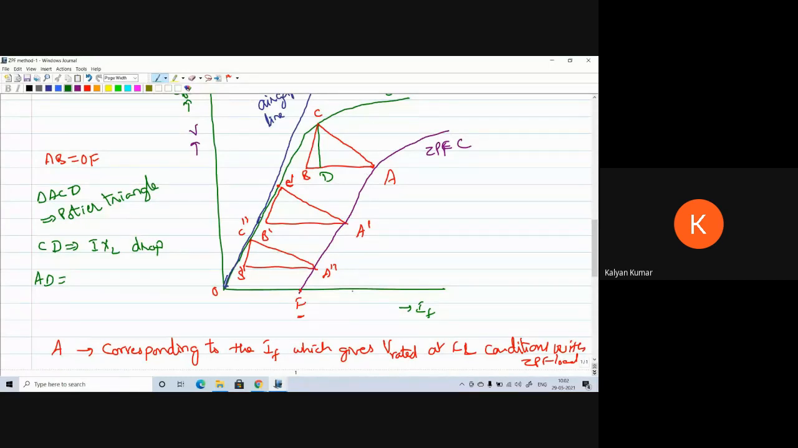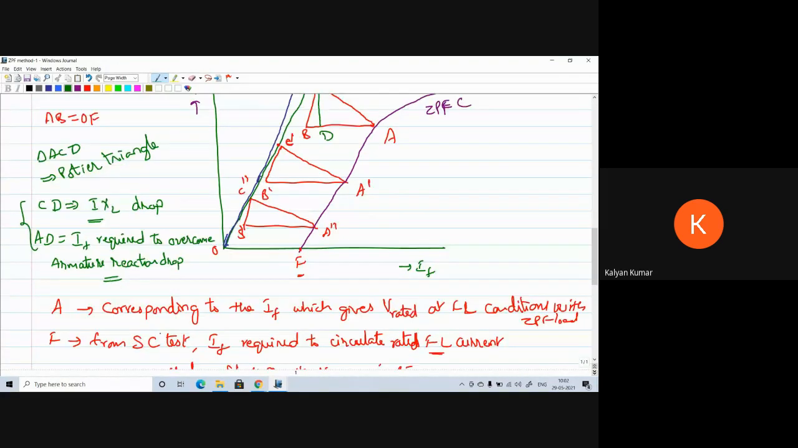AD is parallel to the field current axis. So this AD represents the field current required to overcome the armature reaction drop. So here we have separated the leakage reactance effect and armature reaction effect. In this manner, by using the Potier triangle, we have separated the leakage reactance and armature reaction effects.